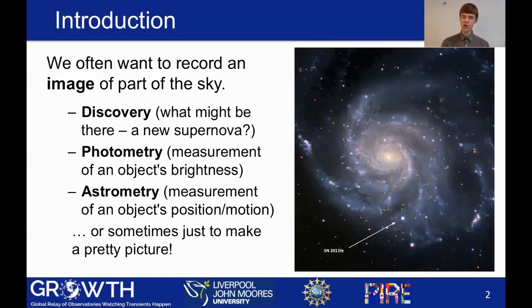time as it varies, or as a function of wavelength across different parts of the optical band or the electromagnetic spectrum. A third would be astrometry, to measure the precise position of an object relative to some other object, or even to measure the motion of a nearby object, such as an asteroid. Finally, sometimes we just want to take a pretty picture, whether that be for public relations purposes or to remind ourselves why we do what we do.